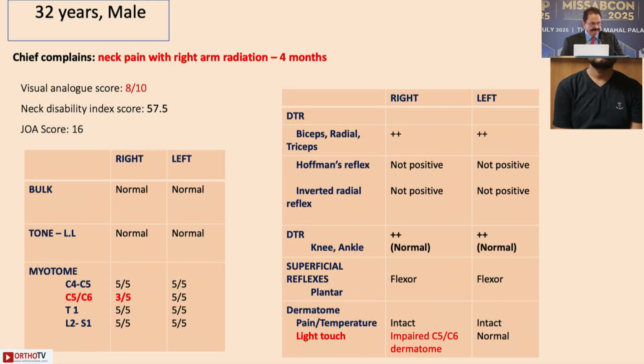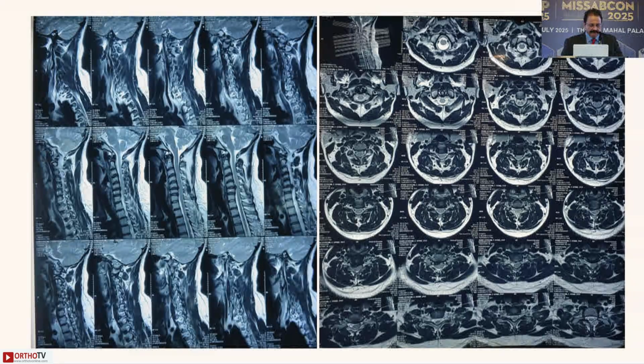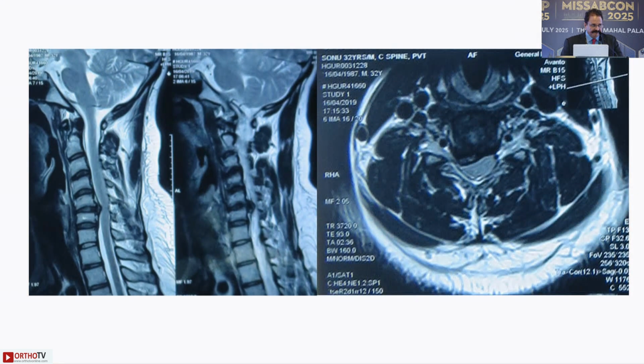Let me start with this case. This is a 32-year-old male who presented to us with neck pain and right radiculopathy, and then severe pain with motor sensory deficit corresponding to that level. This was his X-rays, and you can see C5-6 reduced space. If you go to the MR, you see a large disc, which is a right paracentral disc at C5-6.